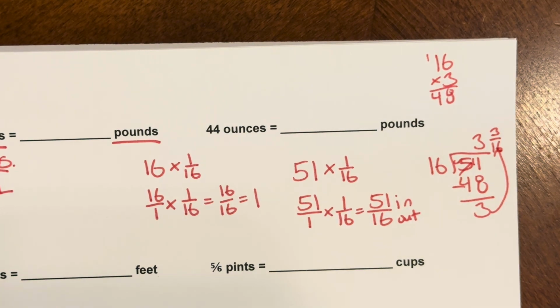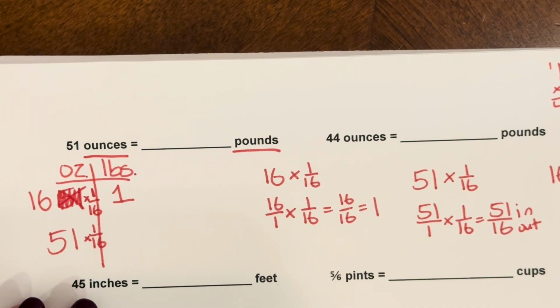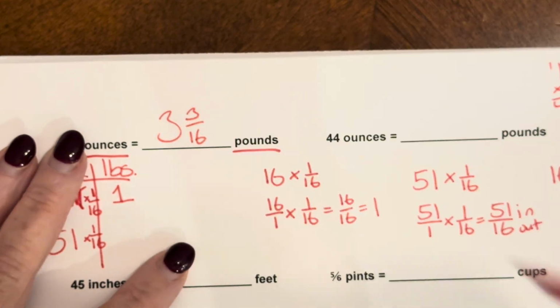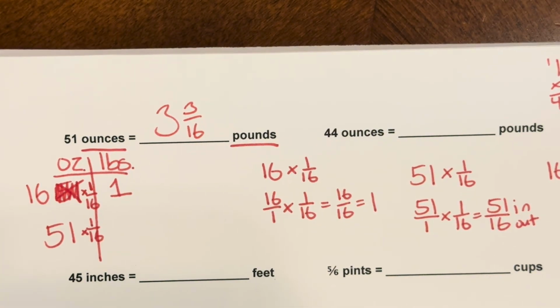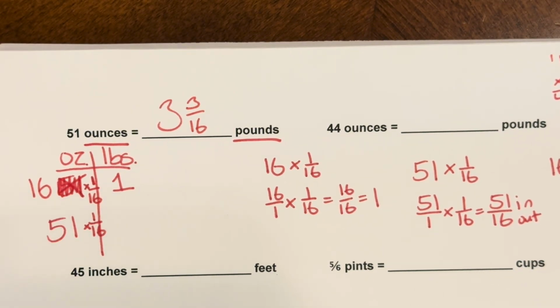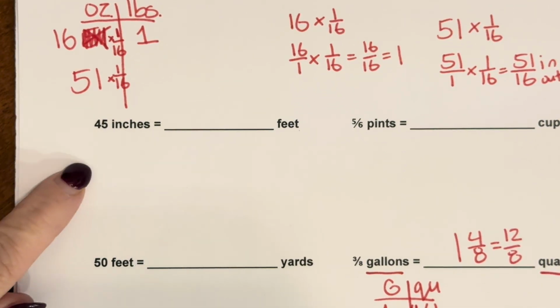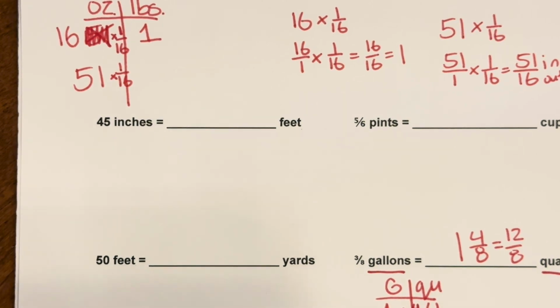So 51 ounces equals 3 3/16 pounds. This one was very different than the other one because I had to multiply it by a fraction. Okay, so let's try some of those together. We're going to do this one. Find this one on your page.